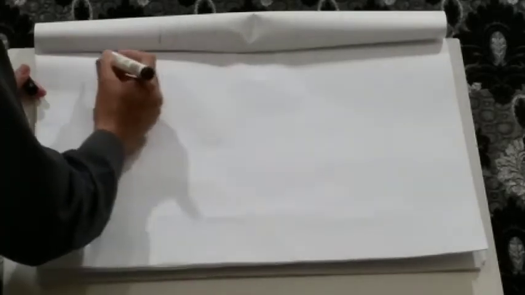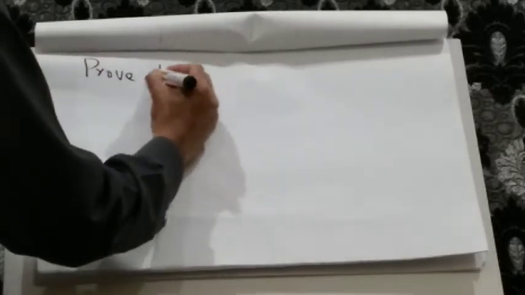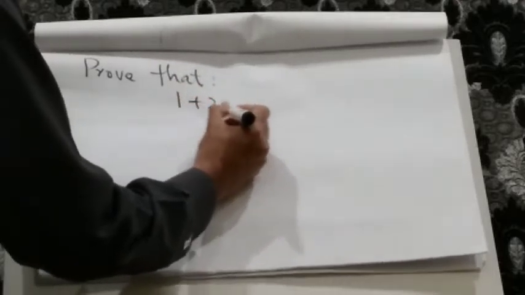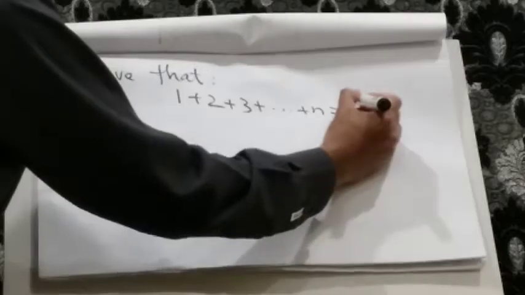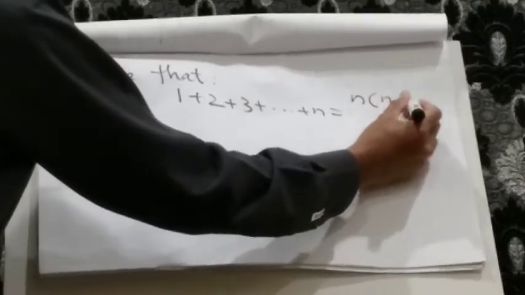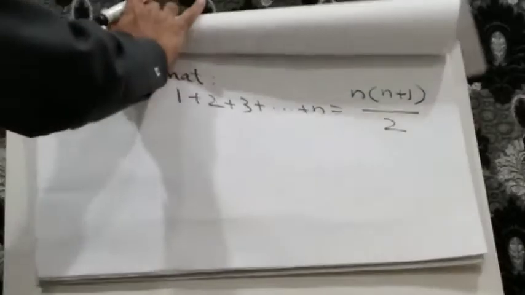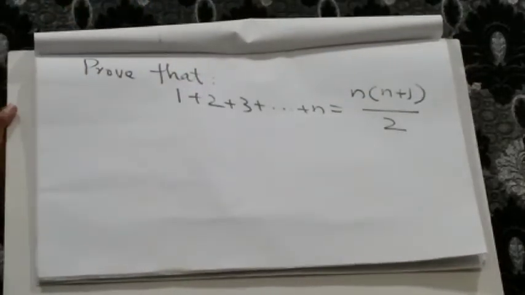with a statement which we want to prove: 1 plus 2 plus 3 up till n is equal to n into n plus 1 over 2. So there are two parts of the statement. One is the left hand side, the other one is the right hand side. The technique which we will apply on this example will be proof by induction.